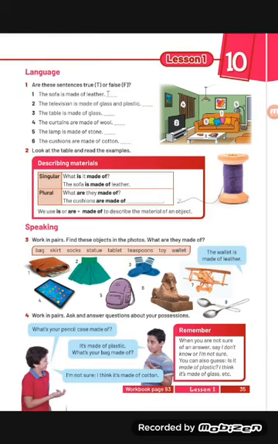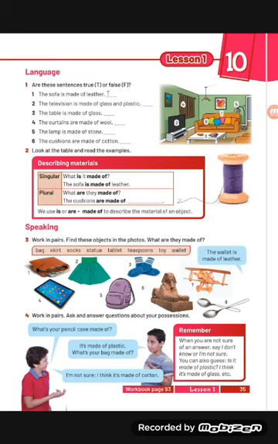Okay, let's start. Number one, the sofa is made of leather. That's true or false? Yes, that's true. Number two, the television is made of glass and plastic. It's true or false? Yes, that's true. Number three, the table is made of glass. What do you think? Yes, that's false. The table is usually made of wood.